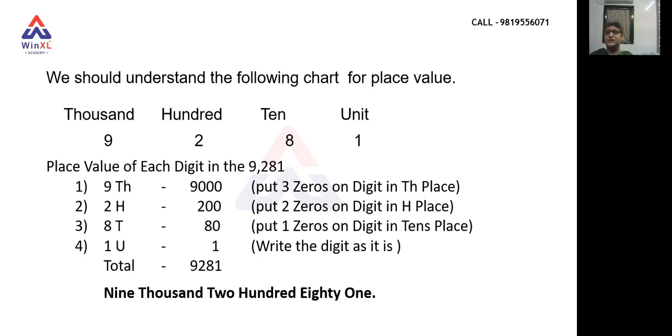1000 प्लेस पर जो डिजिट है उसके ऊपर हम लोग 3 zeros लगाएंगे. Now 2 is at 100 place, so we put 2 zeros in front of 2. Here 8 is at 10 place, so we put 1 zero in front of 8. 1 is at unit place, so we write the digit as it is. So we get the number 9281.